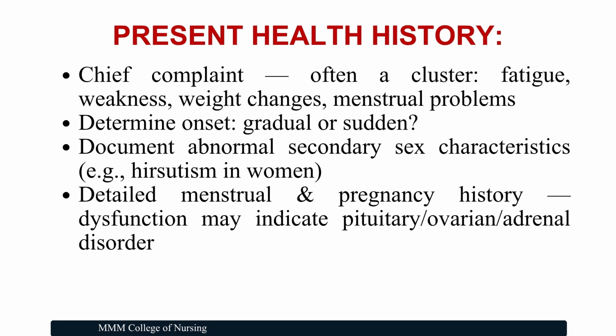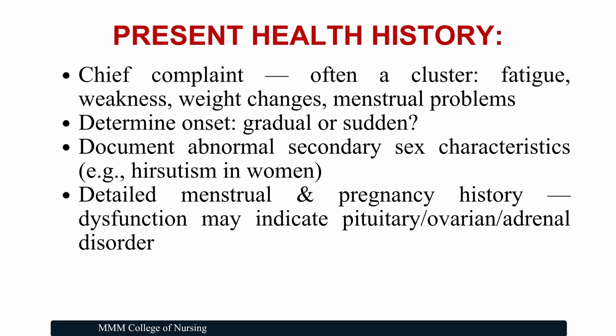So ask about onset. Did these symptoms come on suddenly or have they been creeping up gradually over months or years? Most endocrine conditions develop very slowly. And ask about weight changes. Has the patient gained or lost weight without a clear change in eating habits? Weight loss with increased appetite points to hyperthyroidism or diabetes. Weight gain, especially around the trunk with thin limbs, points to Cushing or hypothyroidism.